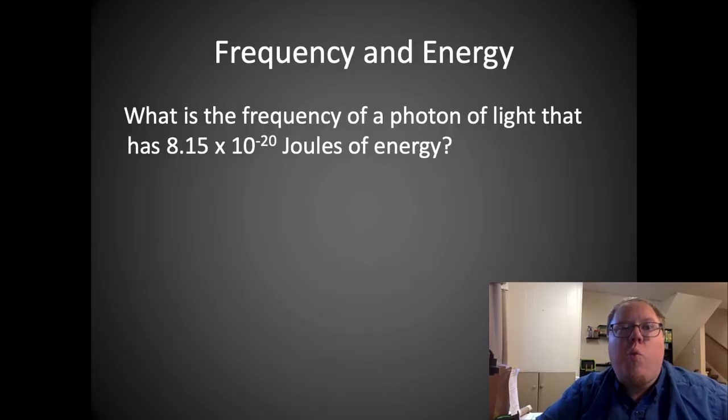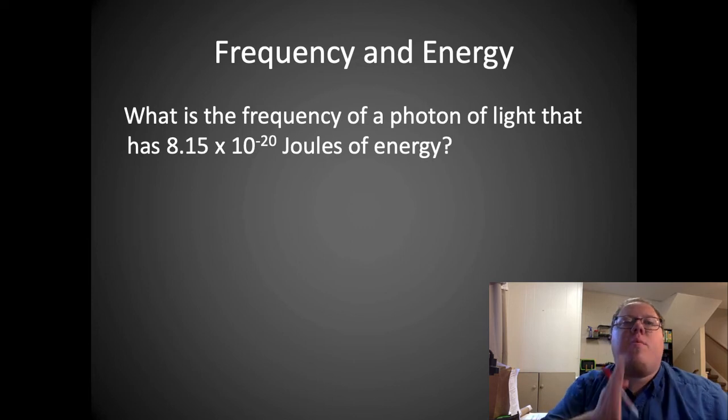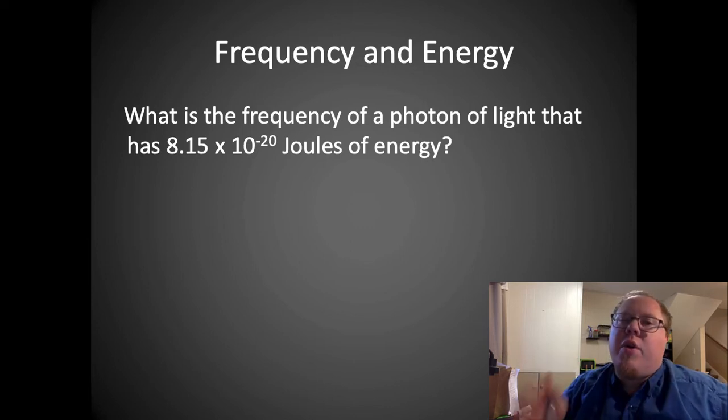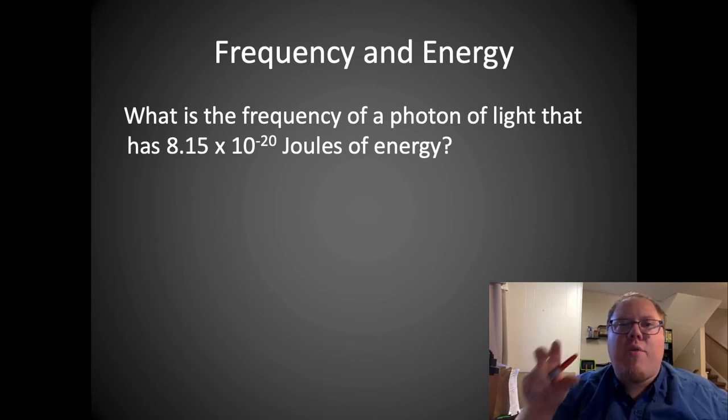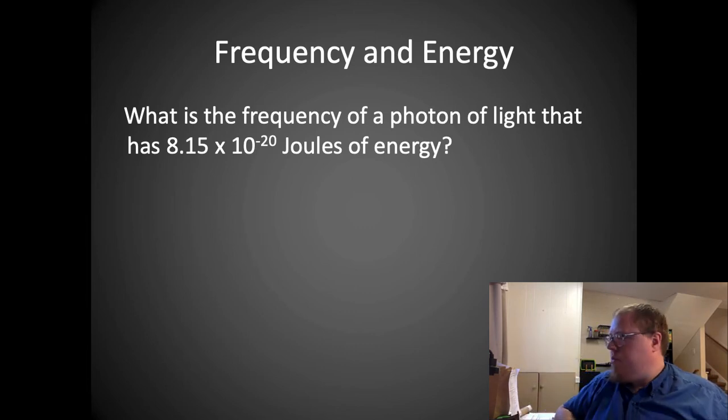So your turn. What is the frequency of a photon of light that has 8.15 times 10 to the power of negative 20 joules of energy? This time we have the energy, and we know Planck's constant, so plug those numbers in, rearrange the equation, and figure out the frequency. Pause the video and give it a try.